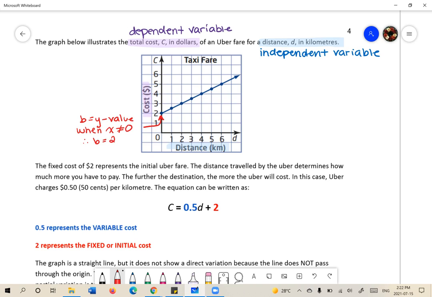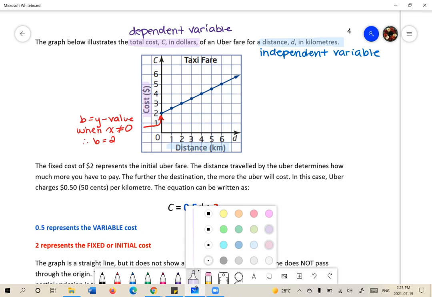The fixed cost of $2 represents the initial Uber fare. The distance traveled by the Uber determines how much more you have to pay. The further the destination, the more the Uber will cost. In this case, Uber charges 50 cents per kilometer. The equation can be written as C is equal to 0.5D plus 2. So 0.5 is your slope.